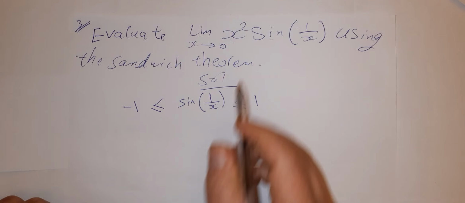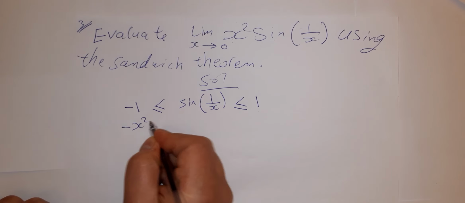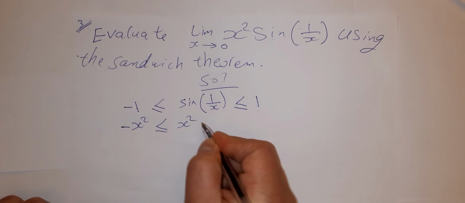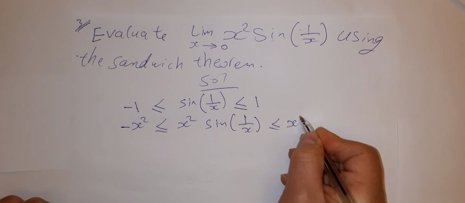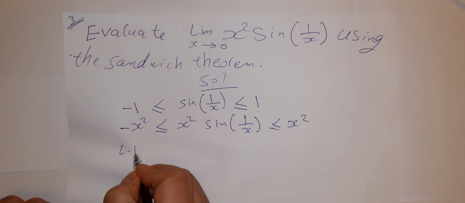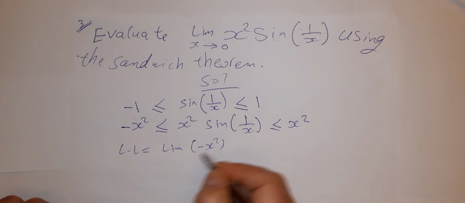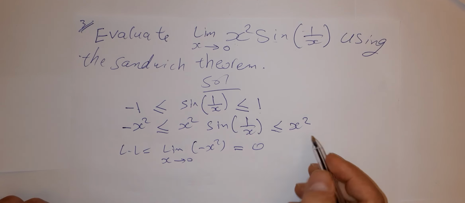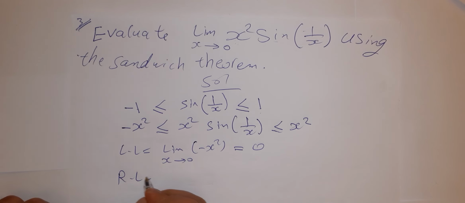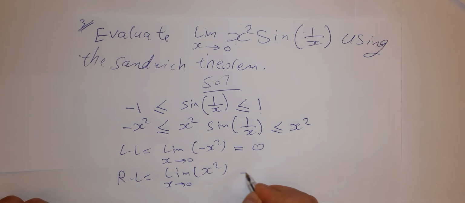But we need x squared sine 1 over x, so you have to multiply each term here by x squared. So we have negative x squared, less than or equal to x squared sine 1 over x, less than or equal to x squared. Now the left limit, which is the limit of negative x squared when x tends to 0, is 0, and the right limit, the limit of x squared when x tends to 0, is 0 as well, so the final answer is 0.